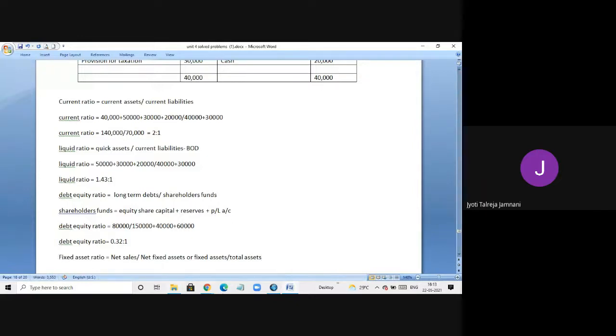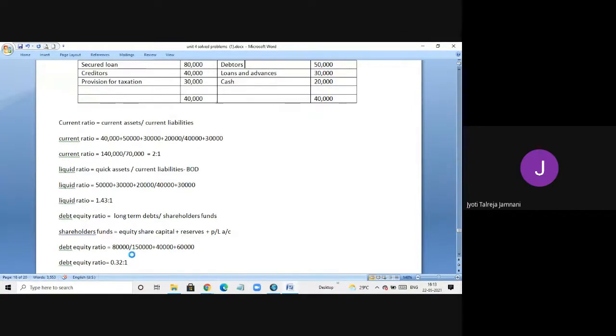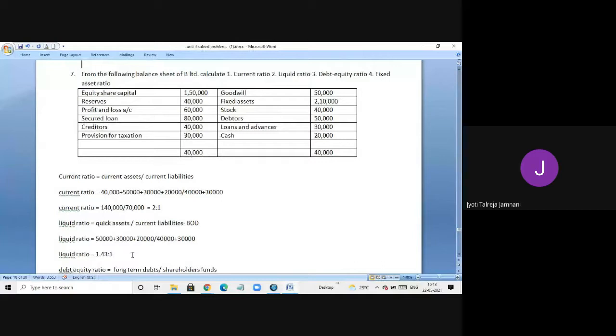If we have sales data, we use net sales divided by net fixed assets, because as compared to sales, how much my fixed assets are is very important to know. But if there is no sales data, then we'll do fixed assets by total assets to get to know what the fixed asset ratio is.